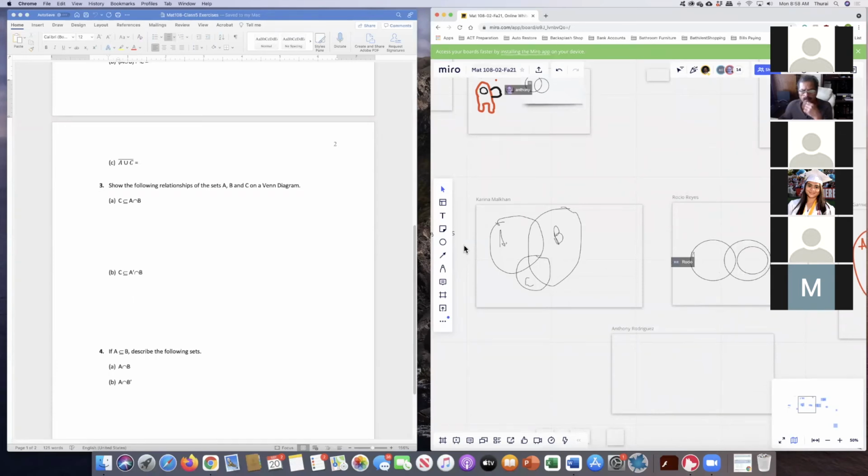Karina, if your picture is supposed to be the answer, then it's wrong. C is supposed to be a subset of A prime intersection B. So you first have to identify what is A prime intersection B. And C has to be a subset of that.